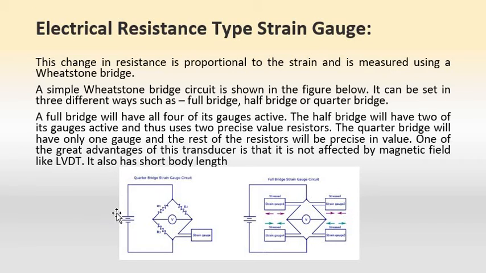Okay, so here all these 4 resistances can be replaced with 4 strain gauges. In the previous slide you have seen that there are 2 strain gauges, one on the upper side and one on the bottom of the cantilever beam. So that is actually a half bridge. Half bridge means 2 strain gauges are active and the other two resistances in the bridge will be precise values of resistances.